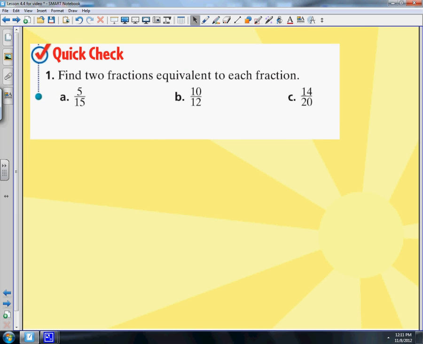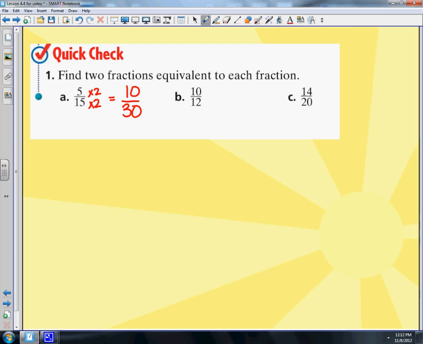So here are a couple quick problems. Try these problems and then we will go over them. It says find two fractions equivalent to each fraction. So I want to find an equivalent fraction. How I do that, which I think is the easiest, is I multiply the top by 2 and the bottom by 2. So I just double it. So I get 10/30. So that's one equivalent fraction.